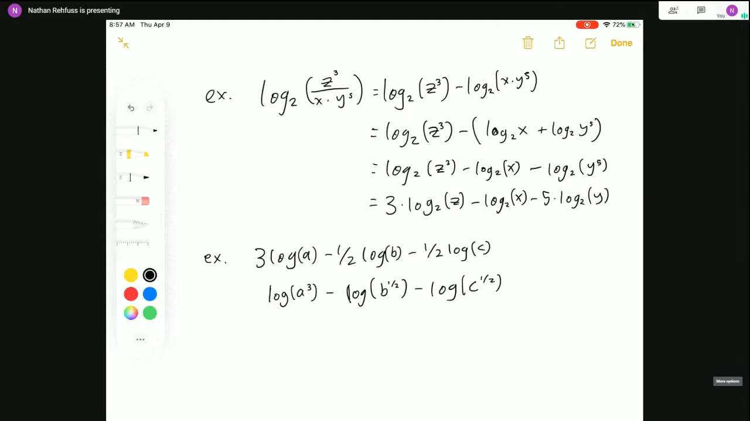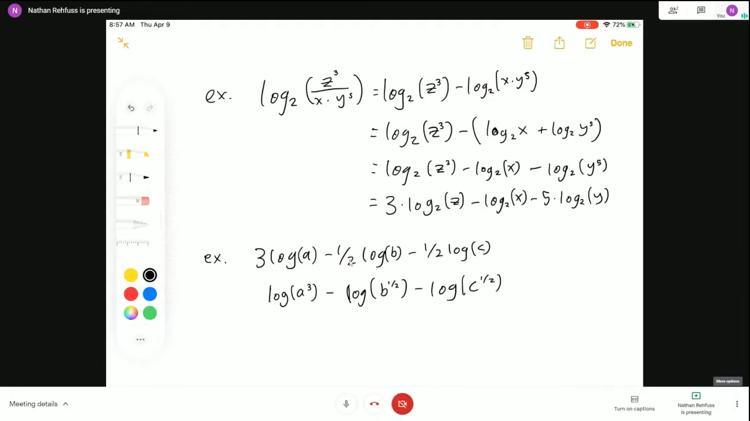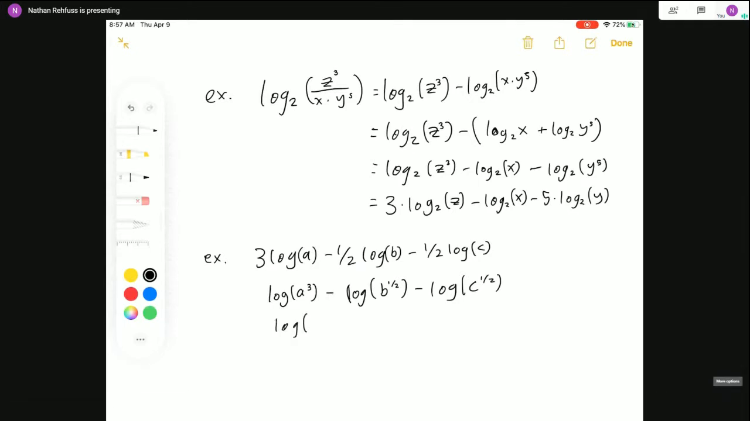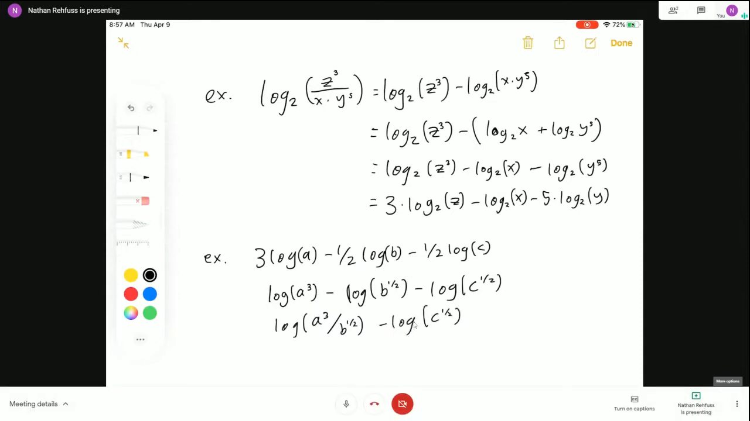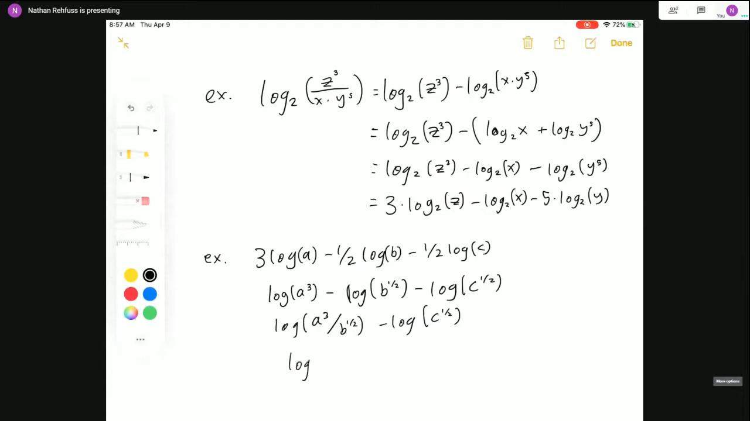I don't have a property that says 3 of this log minus half of that log is something inside, but I do have a property that says this log minus that log is something inside. And that's what I want. This is log of a cubed divided by b to the 1/2 minus log of c to the 1/2. And I'm going to do the same thing again. I'm going to also divide by this one. So I'm going to take this and also put it in the quotient here. So this is log of a cubed divided by b to the 1/2 and c to the 1/2.